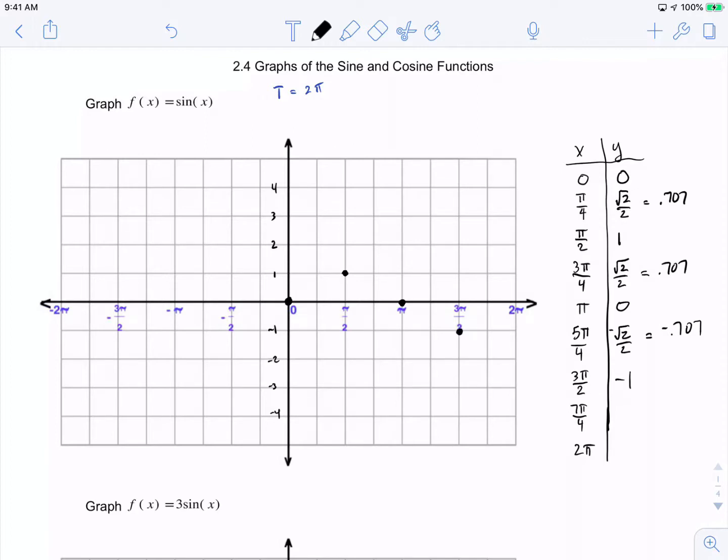At 7 pi over 4, again, it's a negative radical 2 over 2, which is that same negative 0.707. And then 2 pi will again be 0. Now these are 5 of the key points. We know that the period is going to be this piece here, so that's one period. And the graph is going to look something like this.